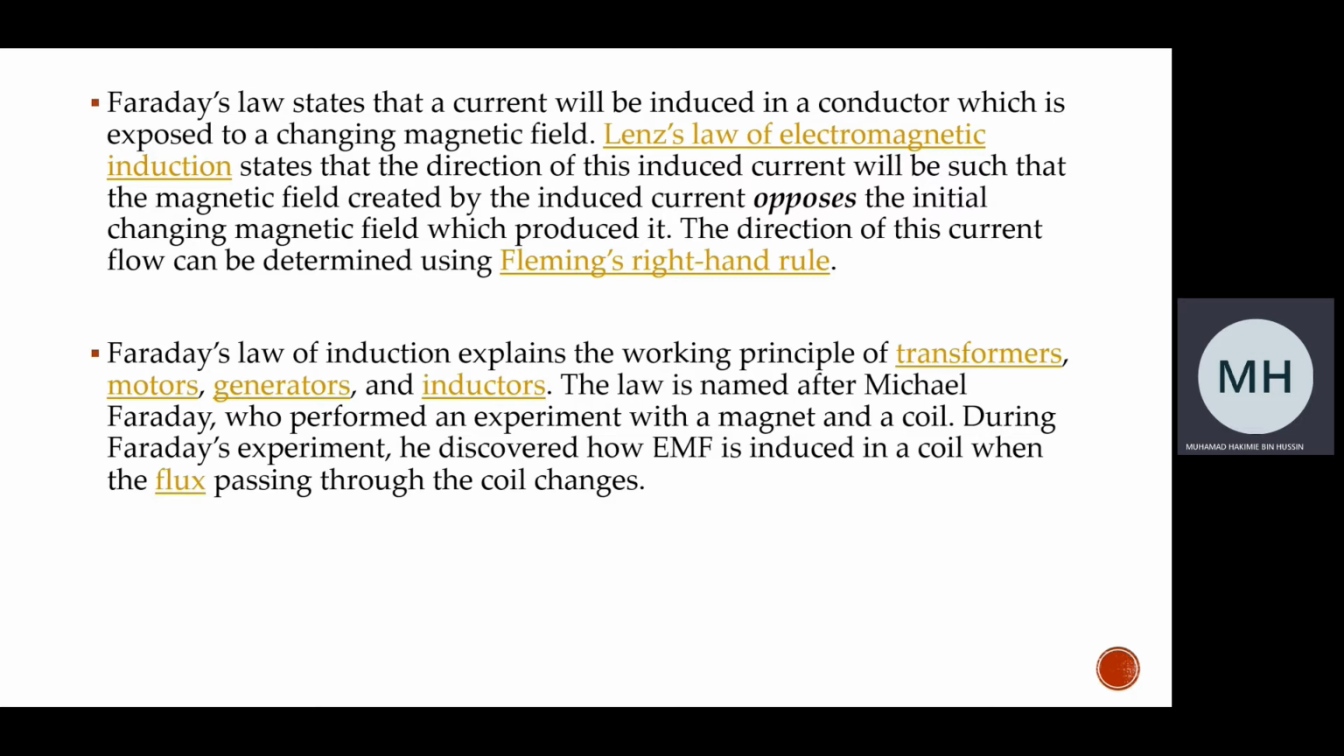Lenz's law of electromagnetic induction states that the direction of this induced current will be such that the magnetic field created by the induced current opposes the initial changing magnetic field which produces it. The direction of this current flow can be determined using Fleming's right-hand rule.